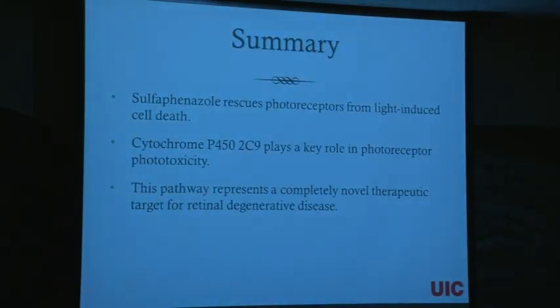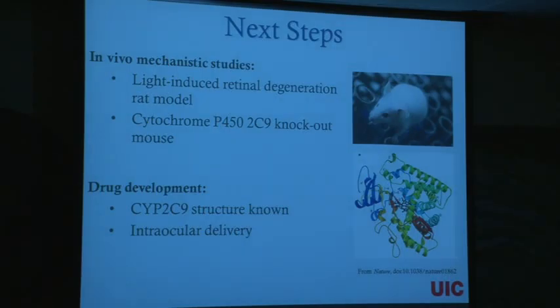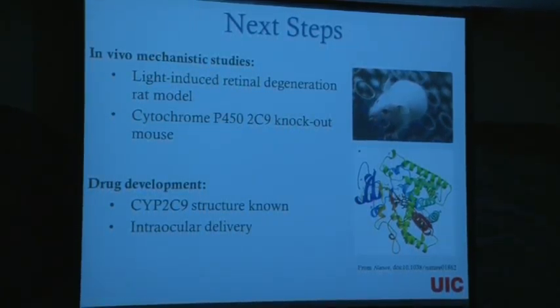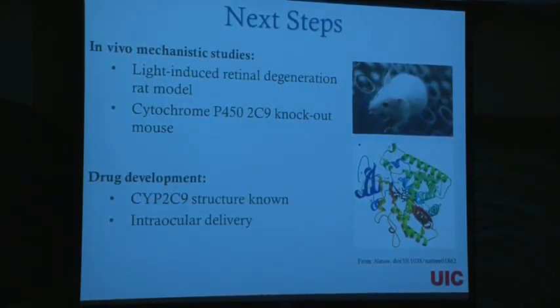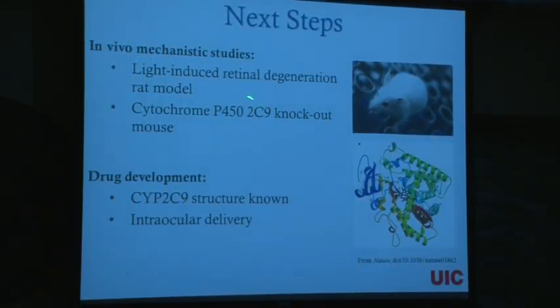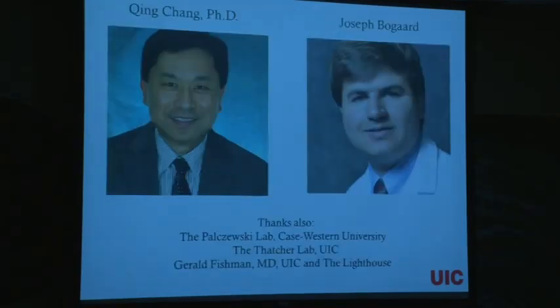So in summary, we performed a chemical screen. We identified a novel cytochrome P450 inhibitor that may be having its effect through a specific isoform, 2C9. Obviously, all of this was done in a cell-based model, though, and the proof in the pudding will really be if we can extend this to a more complex mammalian system. Fortunately, the light-induced rat retinal degeneration model has been around for 40 years, and it should be relatively easy to test that. There's also a mouse cytochrome P450 2C knockout that exists.